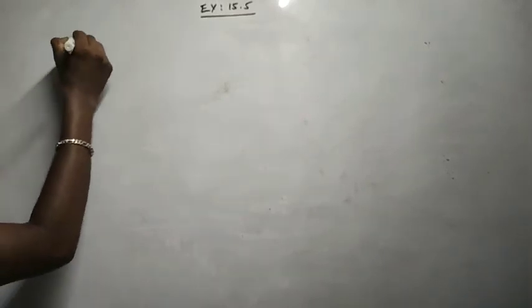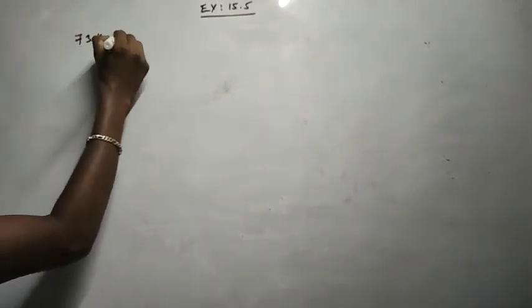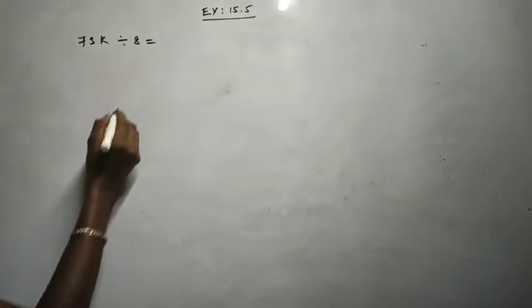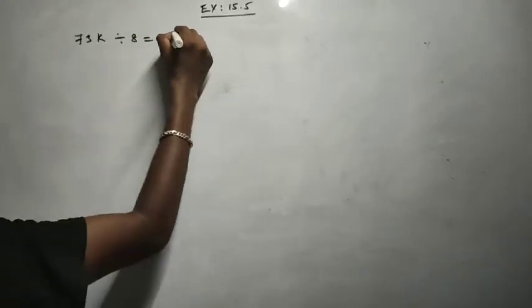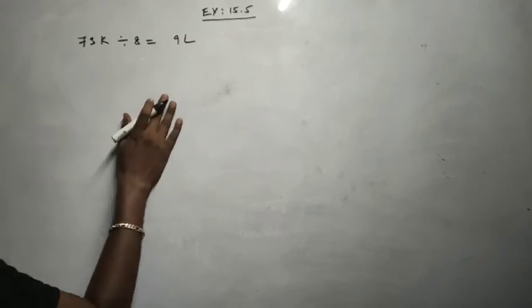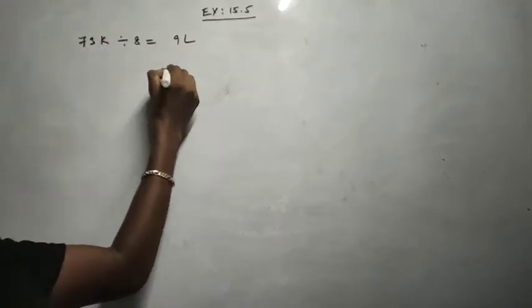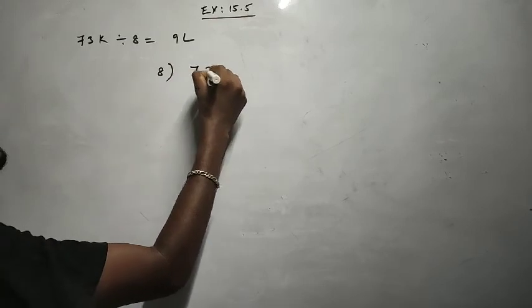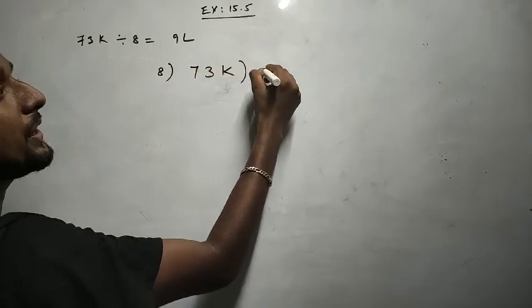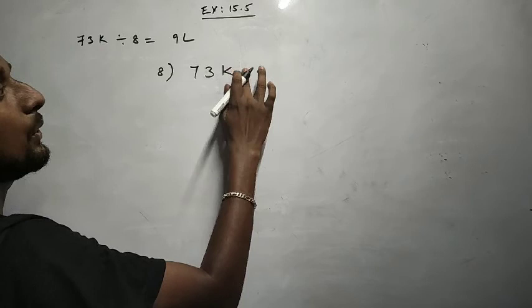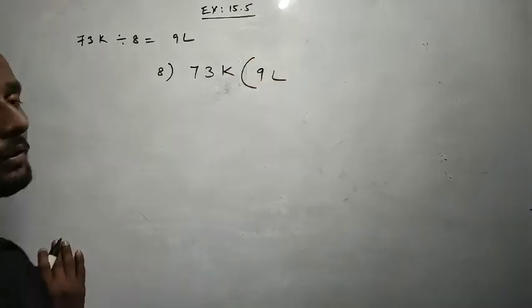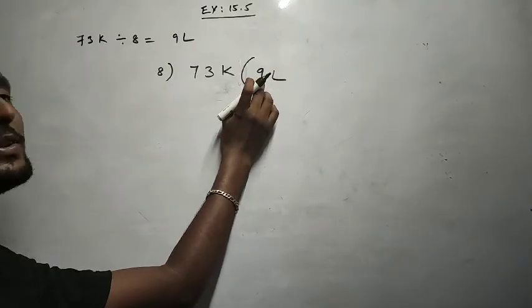Yeah, the first problem is 73k divided by 8 equals 9l. Logically, 8 is the divisor and 73k is the dividend. The quotient is 9l.